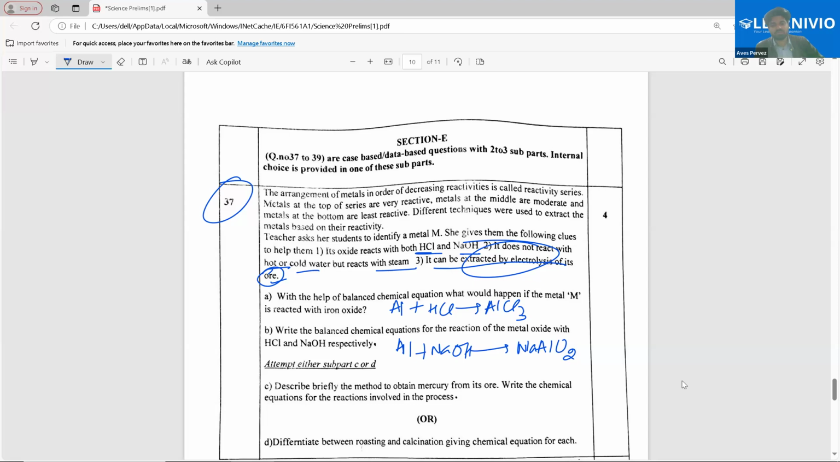उसके बाद, next is this one. Add the balanced chemical equation for this one and write the HCl. Oh, HCl and NaOH. Okay. Aluminium reacts with NaOH and gives you NaAlO2. Add the balanced chemical equation. लिख दोगे ये वाला NaOH के साथ. हाँ. And it reacts with iron oxide. सही है. Aluminium is more reactive ना. Aluminium. Next. Also 36. Physics wala.